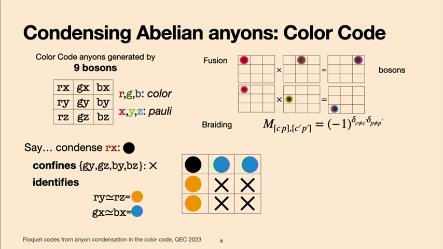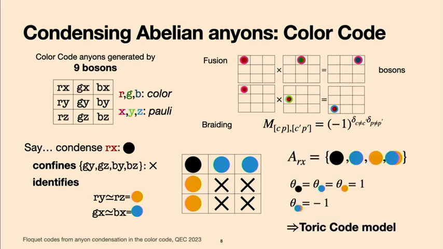So now the condensed anyon theory has 4 objects, namely the trivial one, the black circle, the blue circle, and the orange circle, and its product, which makes 4 elements, and the topological spin is inherited from the color code, which in this case gives rise to a toric code model. So if I condense any single one of these bosons in the color code, I will obtain an anyon model that's equivalent to the toric code anyon model.